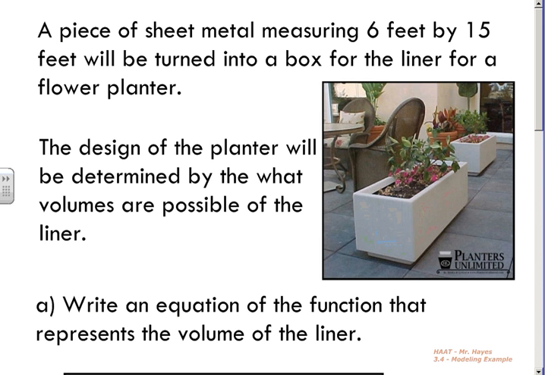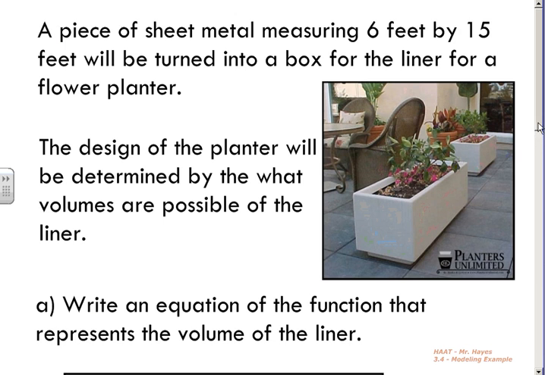So you are going to be designing one of those big industrial planters that you see out on the sidewalks at businesses. Before we can design that, you need to know how big of a liner we can make. You've got 6-foot by 15-foot pieces of sheet metal that we're going to turn into the liners by cutting out the corners so we can fold up the edges. First we need to see what volumes are possible with the liners, and then from there we can design the boxes around them.